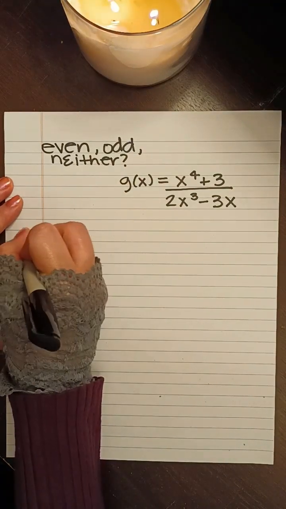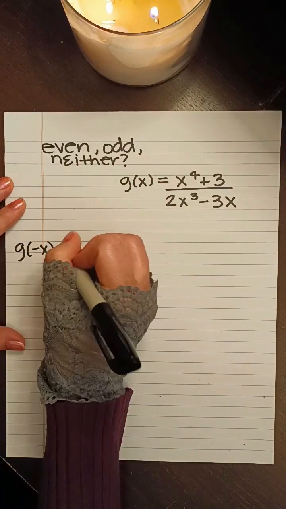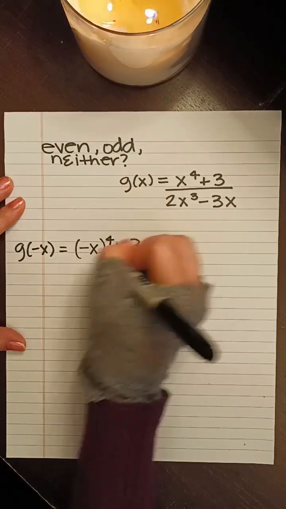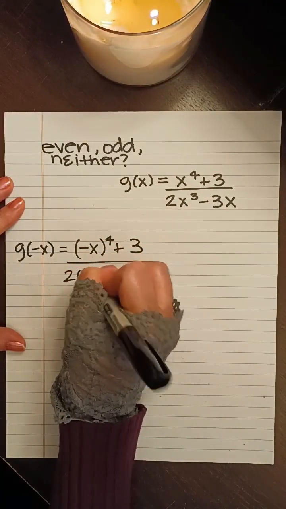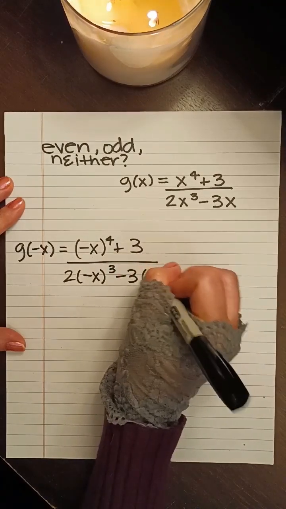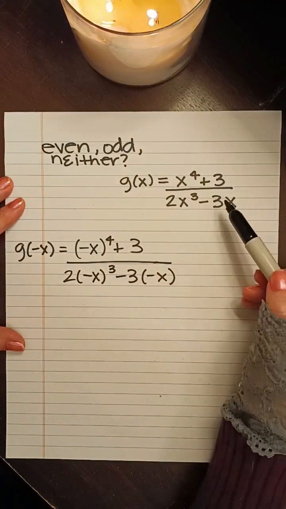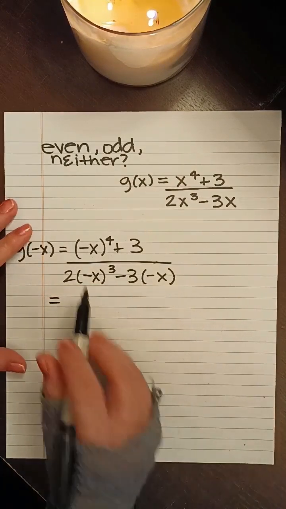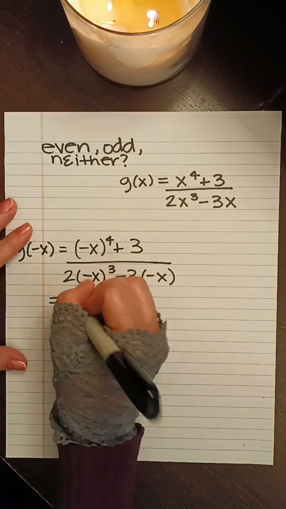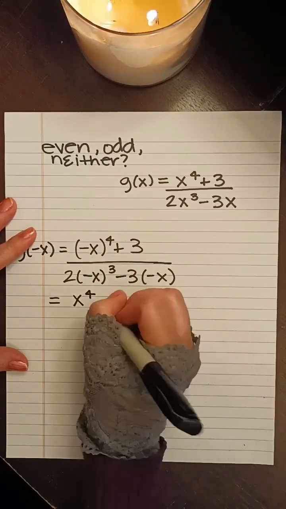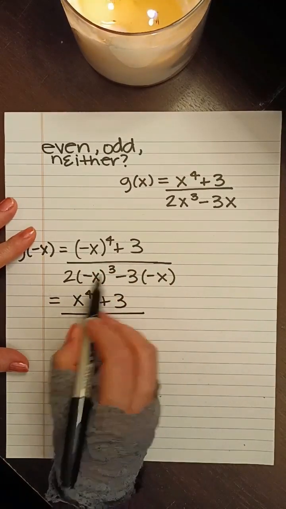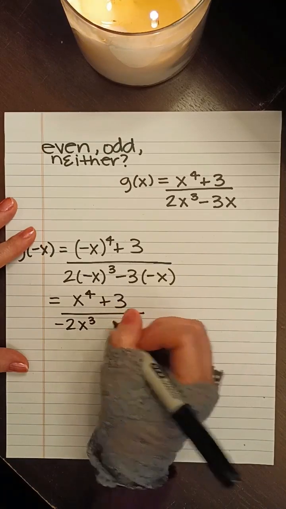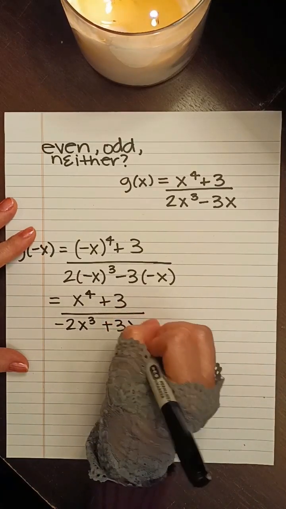So again, the first step we take is to find g of negative x, which is negative x to the fourth plus 3 over 2 times negative x cubed minus 3 times negative x. So again, wherever I see an x in g, I replace it with a negative x, and then I simplify. A negative sign to an even power is positive, plus 3. A negative sign to an odd power is negative. Then negative 3 times negative x is plus 3x.